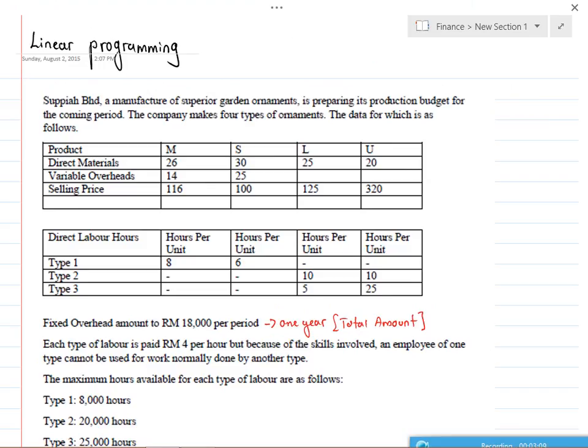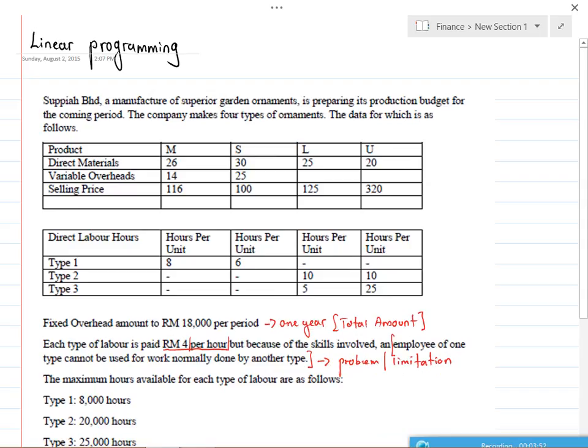Get it? Next, each type of labor is paid per hour. So later we have to find how much your total hours are in value. But because of the skills involved, an employee of one type cannot be used for work normally done by another type. Look at this part. This means what? This is a problem, or we call it a limitation. You have some limit over there.